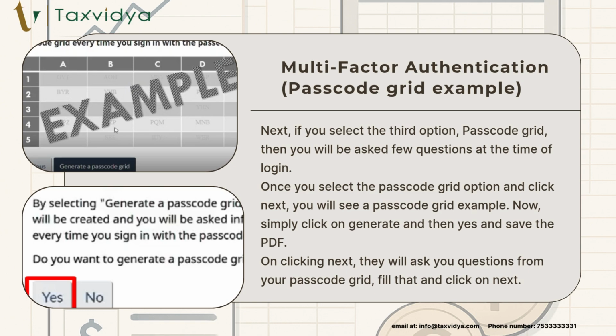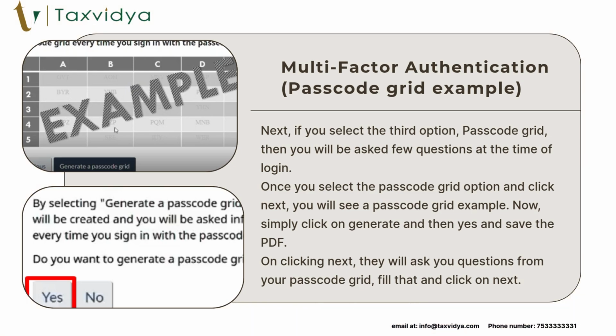If you select the third option, passcode grid, then you will be asked a few questions at the time of login. Once you select the passcode grid option and click Next, you will see a passcode grid example. Now, simply click on Generate and then Yes and save the PDF. On clicking Next, they will ask you questions from your passcode grid. Fill that in and click Next.